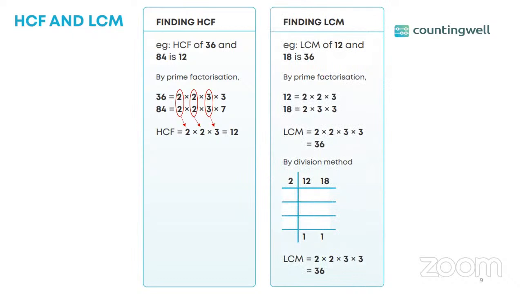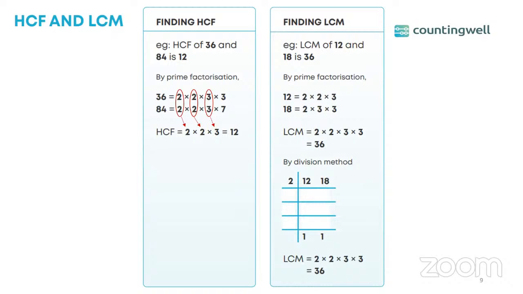Now let us find the LCM of 12 and 18. We see that the LCM of 12 and 18 is 36. Let us see how to find the LCM. We see that 12 can be factorized as 2 into 2 into 3, and 18 can be factorized as 2 into 3 into 3. We see that 3 and 2 are the prime factors. So this factorization is called prime factorization.